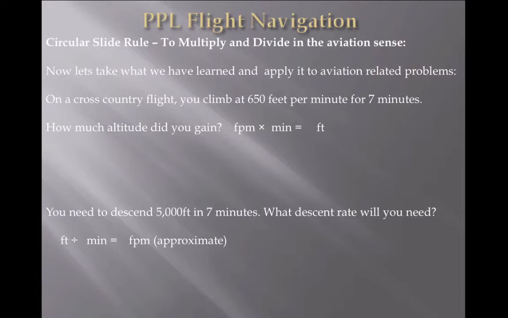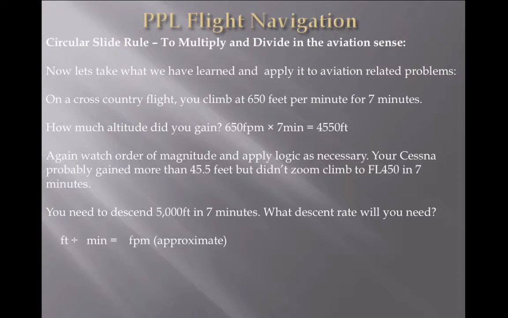So we can work out from there that 650 times 10 gives us our upper limit, 6,500 feet. We know it's not going to be more than that. And 6,500 times 5, you've then got to work out your base limit, and so now you know roughly where you're looking for your expected answer. Get into the habit of that, and again, you'll always get the right order of magnitude. So watch the order of magnitude each time and apply logic as necessary.